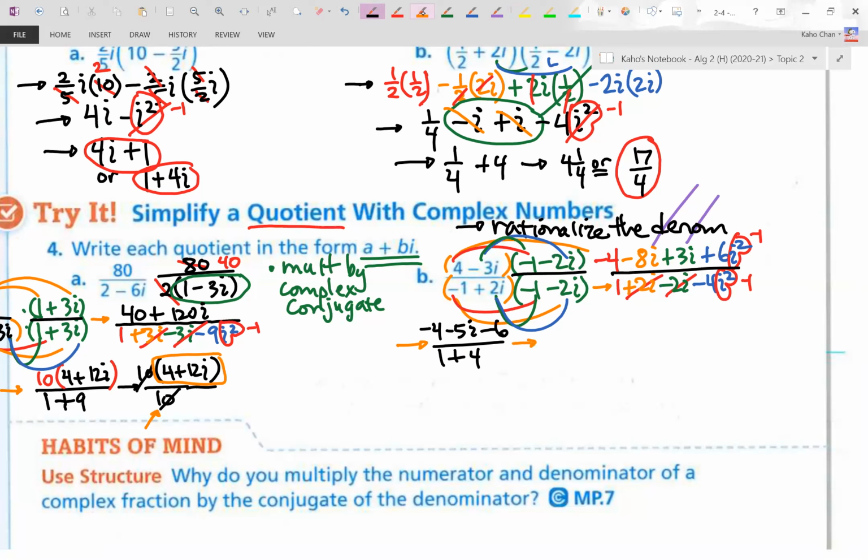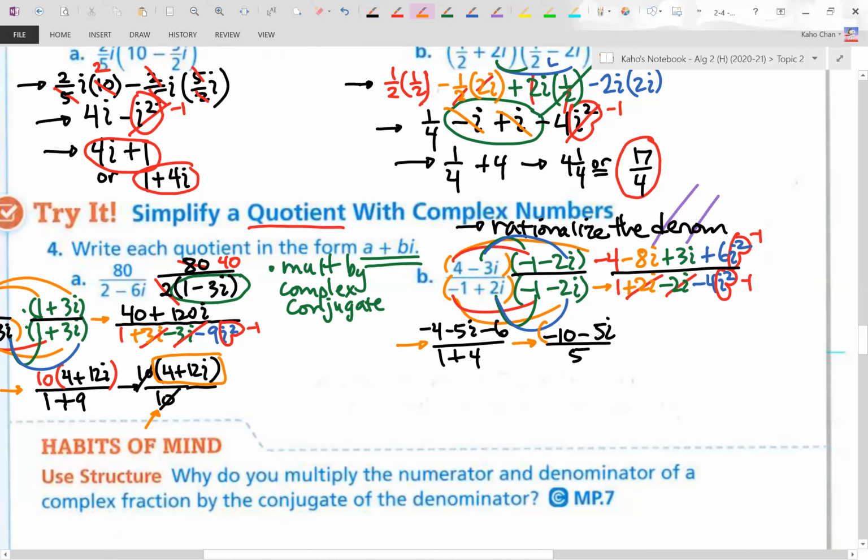Clean up the top. Bottom is just plain 5. -4 minus 6 is -10, and minus 5i. I'm sorry, I just said the answer. Oh no, you're kidding me.